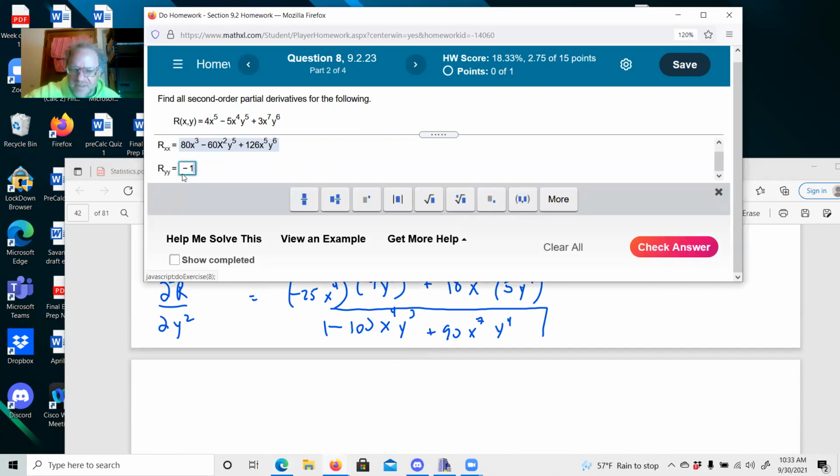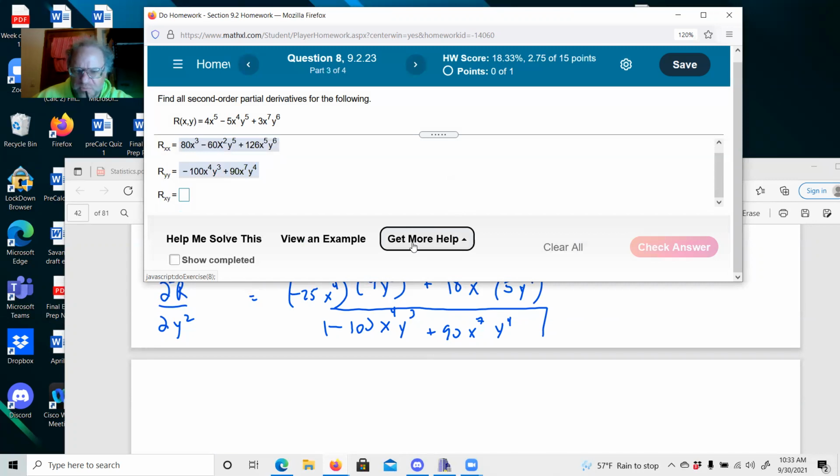So we have negative 100 x to the 4th, y cubed, and then plus 90 x to the 7th, y to the 4th. And cross my fingers and hope for the best. These problems are so big. I knew they were going to ask.